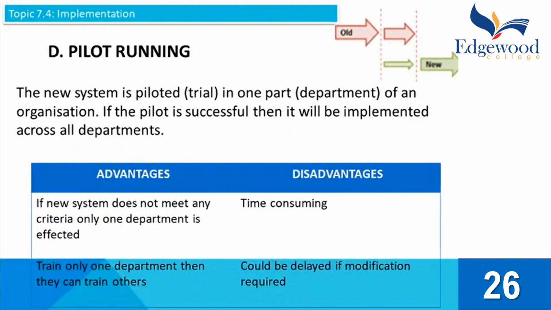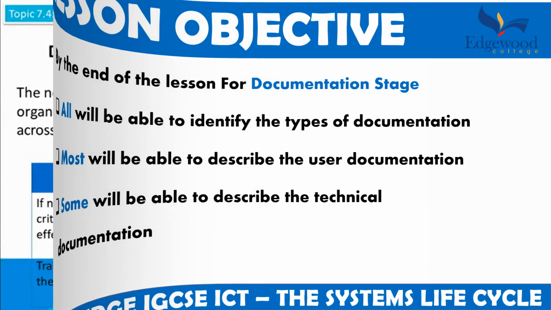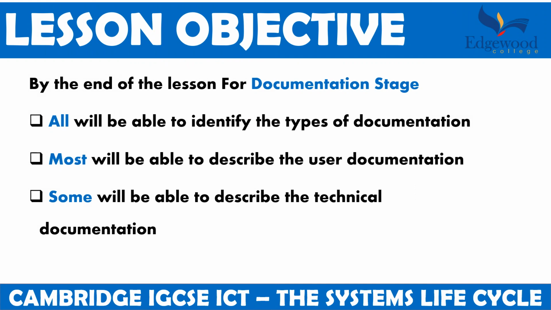So this brings us to the end of implementation, and the next stage is what we call the documentation stage. Now, in the lesson objective, we see that all will be able to identify the types of documentation. Most will be able to describe the user documentation. Some will be able to describe the technical documentation.